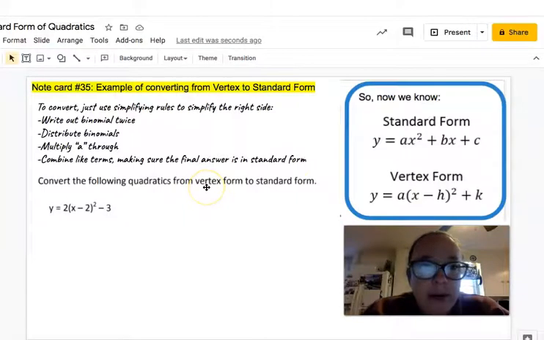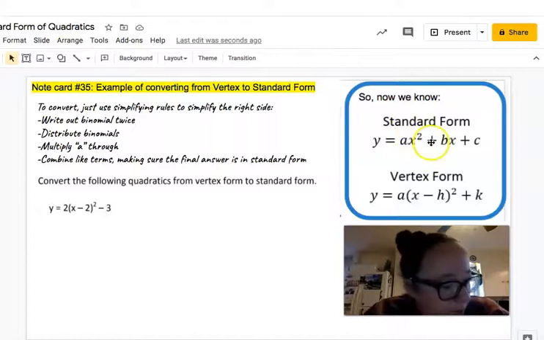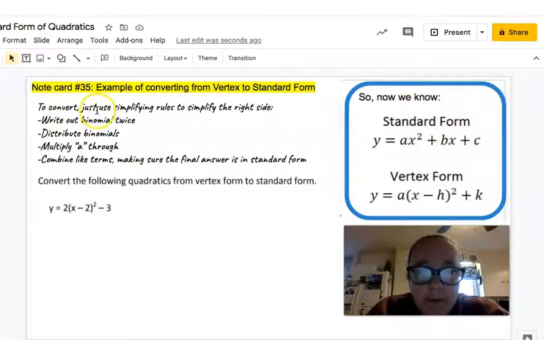All right. Now, here's where we get into the nitty-gritty, the bulk of the lesson. This is note card 35, example of converting from vertex to standard form. I've got this up here just for reference because we need to make sure that we remember this. To convert from vertex to standard form, you just use simplifying rules to simplify the right side. So look here. We're going to have to write out this binomial twice because that's the definition of something squared. Then we're going to distribute the binomials together. And then we're going to multiply the A through.